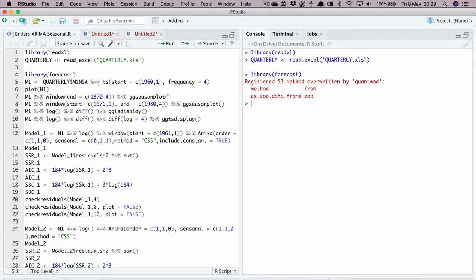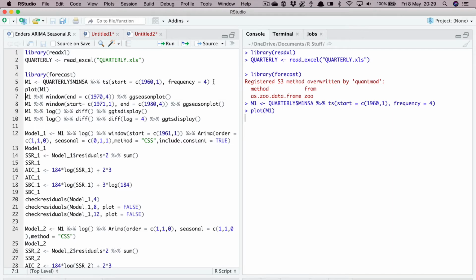Notice I'm using the pipe here. I'm doing that a lot. If you're not sure how to use the pipe, have a look at my video on this. So I'm reading this M1NSA variable and creating a time series object. Okay, so that's stored in the variable object M1.